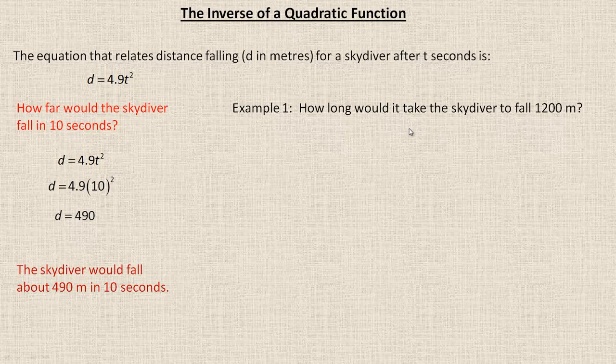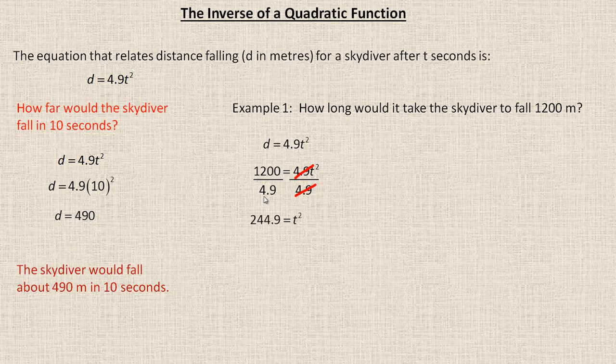In this example, we have this formula again, and we're asked, how long would it take the skydiver to fall 1,200 meters? So in this case, the 1,200 is the d, and we're trying to solve for time. How long? We're trying to find a time. So we need to isolate for t here. The first thing I would do is divide out the 4.9, and these are going to divide out. We're just left with the t squared on the right side.